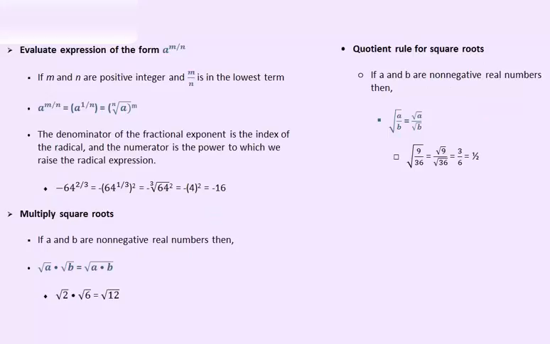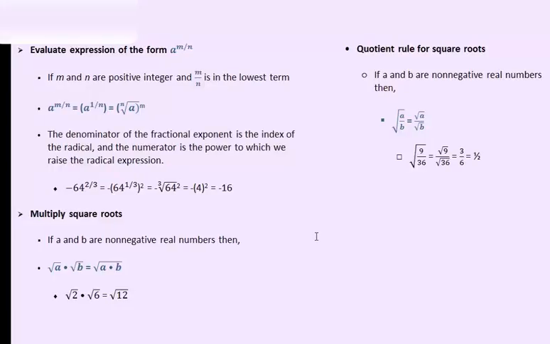If we have a value that is expressed in the form of a to the m over nth power, and m and n are in the most simplified form, the denominator of the fractional exponent is the index of the radical, and the numerator is the power to which we raise the radical expression. So we can see below we have negative 64 to the 2 over 3 power, where our denominator can be placed in the index of the radical, taking the cube root of negative 64, and our numerator is the power to which we raise our radical expression. So our radical expression is squared.